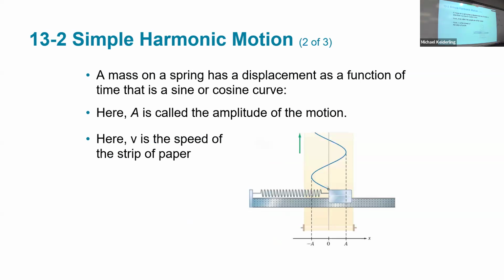Now, a mass on a spring will have a displacement as a function of time that's a sine or cosine curve. That's because force equals mass times acceleration. So mass times acceleration equals minus kx. You can think of this as mass times x double dot equals minus kx. This is a differential equation of second order. For second order differential equations, the solution is sine or cosine, at least one of this form.